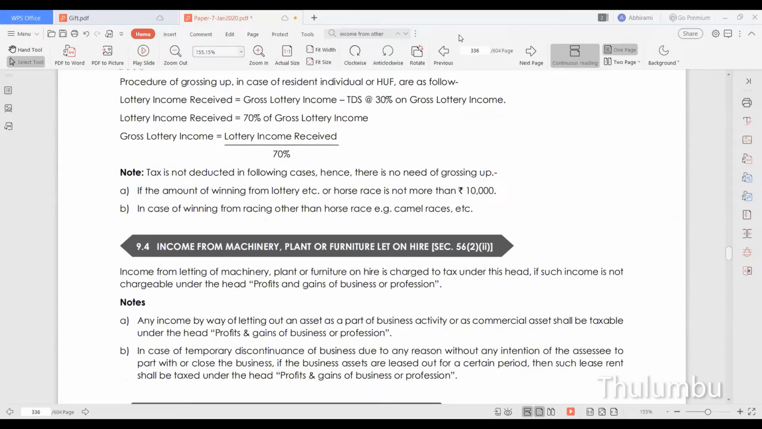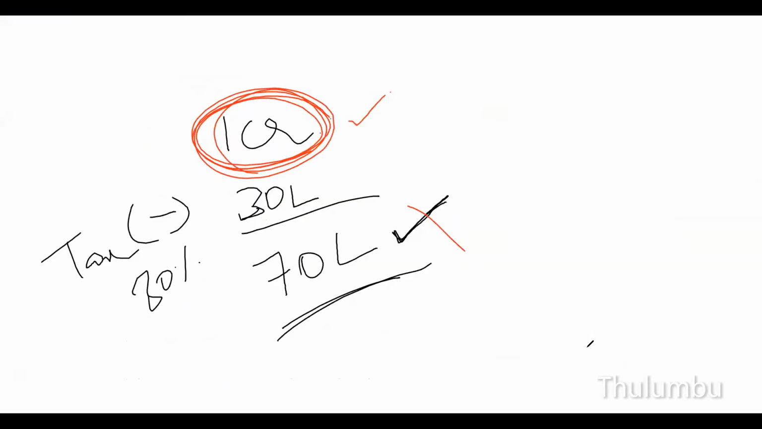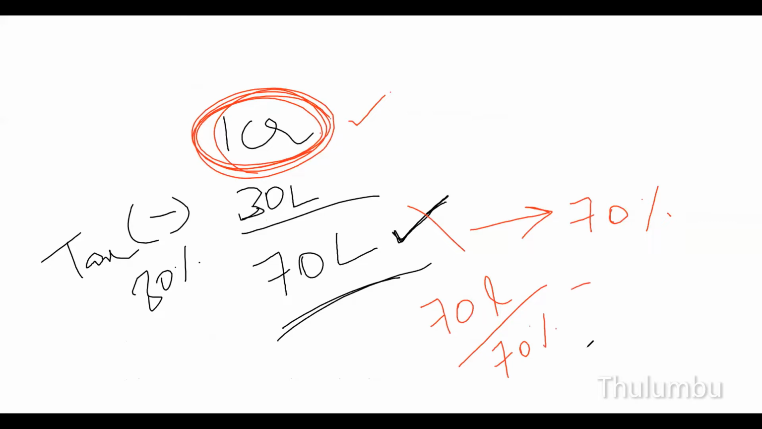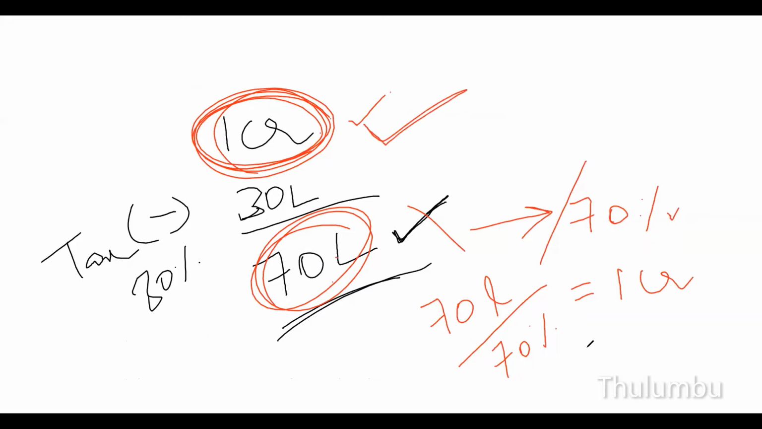So how do we find this? The 70 lakhs is 70%. So 70 lakh divided by 70% will give you 1 crore. So always, whatever amount comes here, say 70, that amount divided by 70% will give you the original income from other sources value.